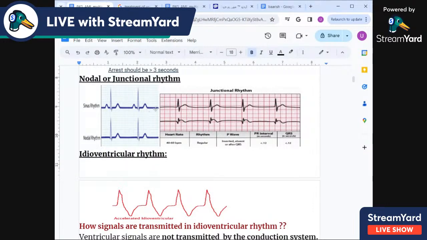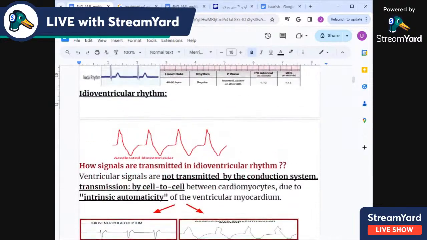And the rate is also slow because it arises from the AV node, and normal impulse generation from the AV node is 40 to 60 beats per minute. So the rate is slow, but the rhythm is regular in the junctional rhythm. See, it's regular. Rate is 40 to 60, slow, right? Because it arises from the AV node, but its rhythm is regular. P wave is absent. QRS is narrow, less than 0.12 second. So this is the nodal or the junctional rhythm.